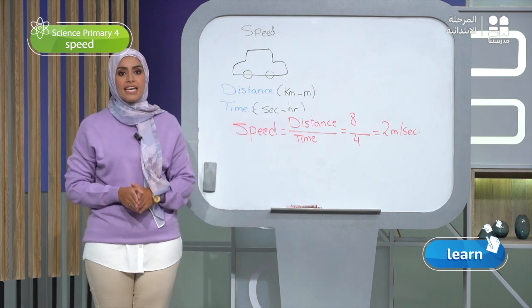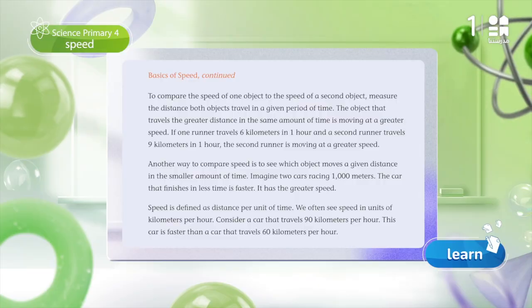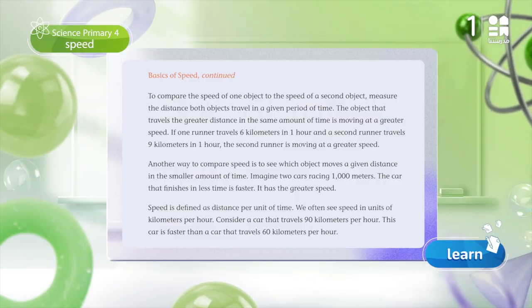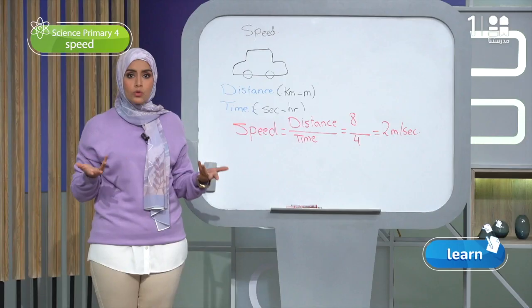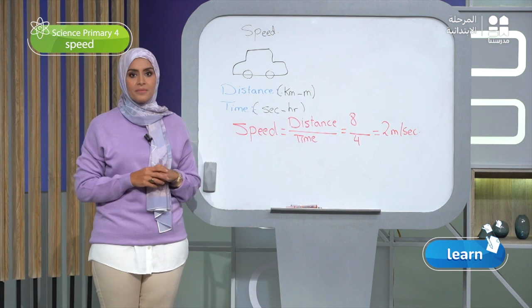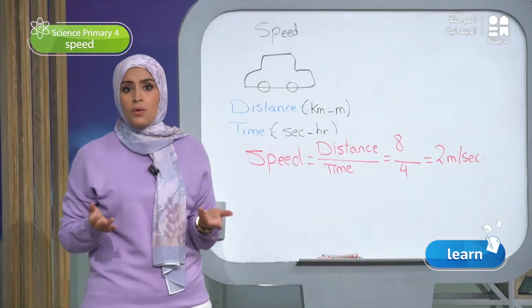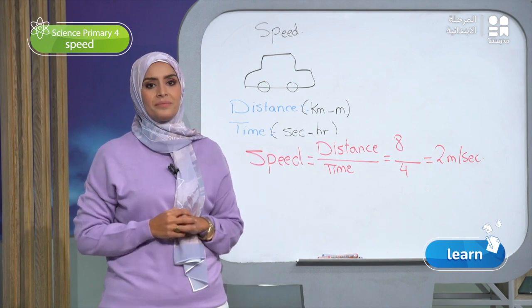Let's continue reading and analyzing the text on page 192. While analyzing the text, try to identify and highlight the sentences that tell us how to compare an object's speed with another object's speed. I mean, how can we say that one object is faster than another?